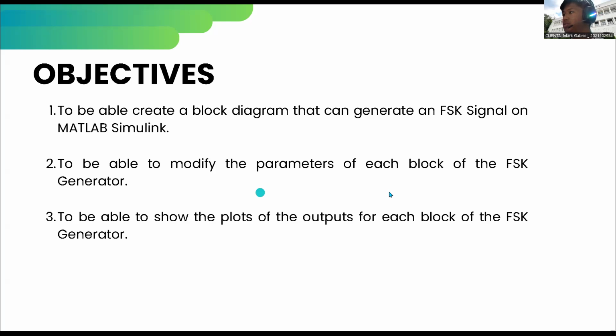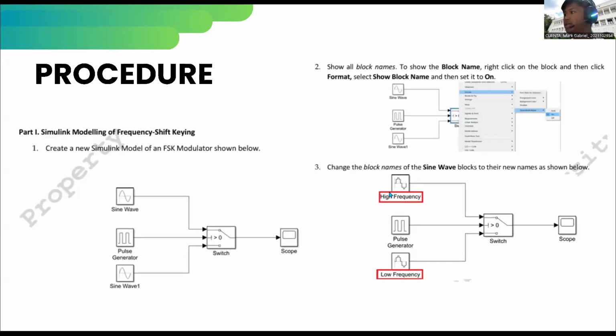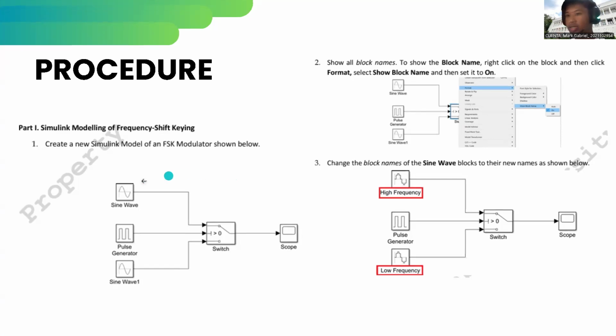Moving on to the procedures for creating the FSK modulator in MATLAB Simulink. There are different function blocks that are connected to generate a binary input signal and carrier frequency. There are different parameter configurations in this activity. In this part, we will use a sine wave, a pulse generator, and another sine wave connected to the switch and a scope. Rename the top sine wave into high frequency and the lower sine wave into low frequency.